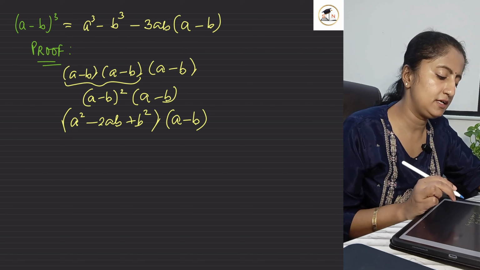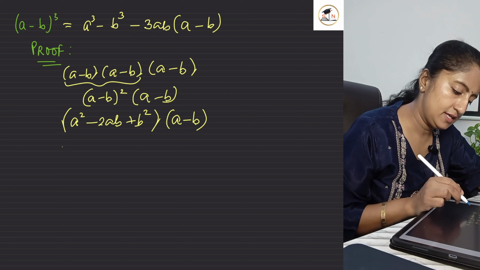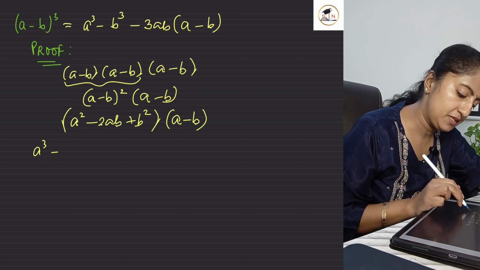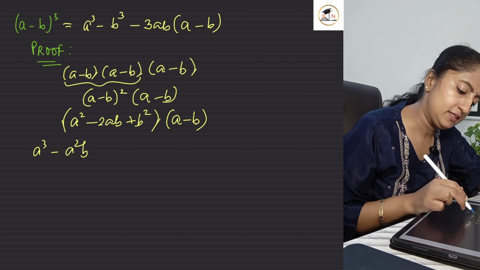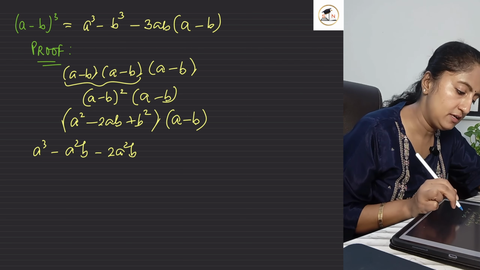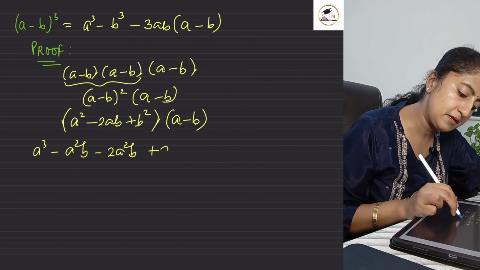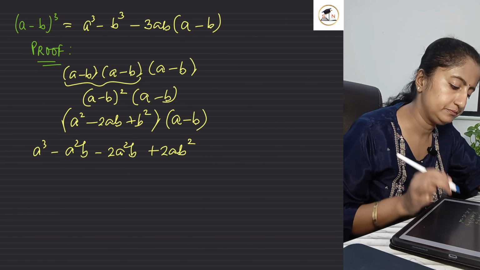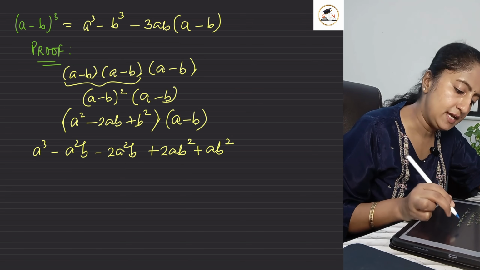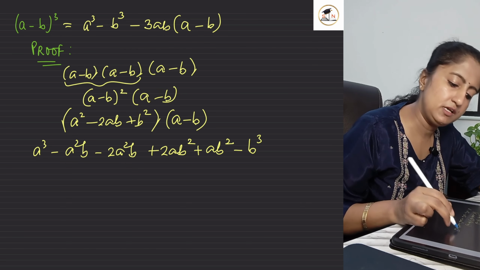Now, trinomial times binomial. So multiplying term by term, a square with a, that gives us a cube, right? A square with minus b, minus a square b. Then 2ab with a, minus 2 a square b. After that, minus 2ab with minus b, so that gives us plus 2ab square. Now, b square into a, that gives us plus ab square. And the last, b square into minus b, that is minus b whole cube.